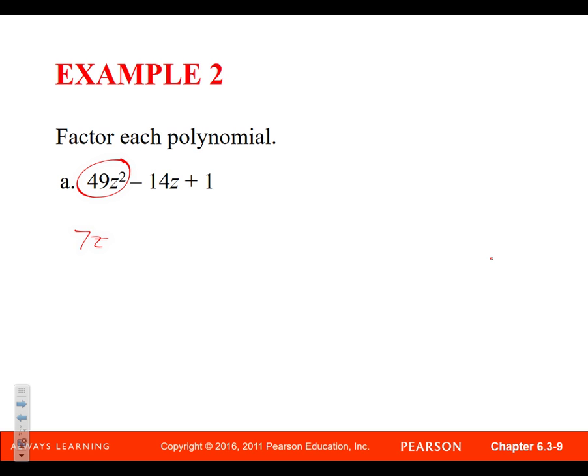7z. What's the square root of this? It's 1. Multiply the two: 7z. And if you double it, do you get the middle one? Well, technically no, right? But that's okay because I can do this, can't I? Now, does that work? If I square that, it gives me that. If I square that, it gives me that. 7z times negative 1 is negative 7z, and if I double it, I get negative 14z. Does that work? And you're done.